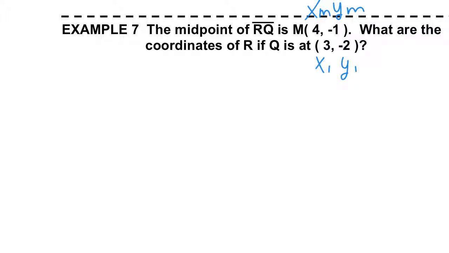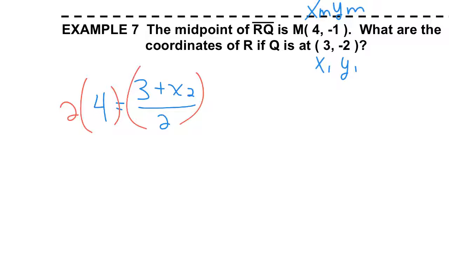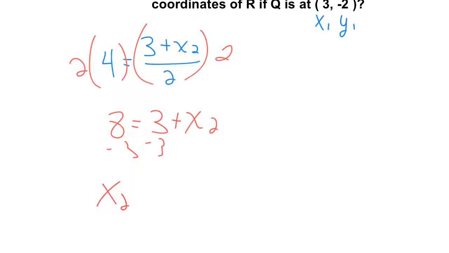So I'm going to use xm. Oops, no, I already know xm. It looks like it's 4. Equals, I need my x1, which I know is 3, plus the one I don't know, divided by 2. It's probably getting a little bit repetitive now. Multiply both sides by 2, so 8 equals 3 plus x2. Of course, we can subtract the 3 from both sides, and I get that x2 is 5. So I know that point R's x value is 5.